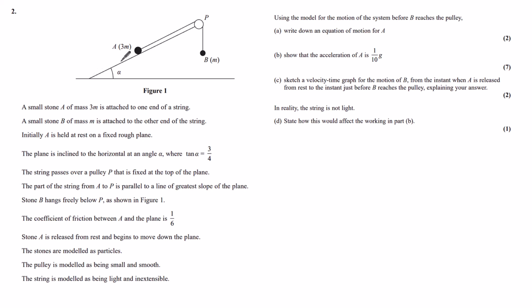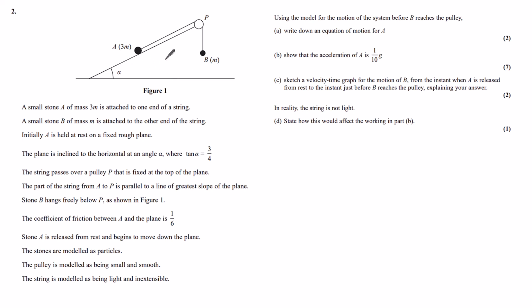The stones are modelled as particles, the pulley is modelled as being small and smooth, and the string is modelled as being light and inextensible. Using the model for the motion of the system before B reaches the pulley, write down an equation of motion for A. Well, with any mechanics question, I'm going to start by labelling some forces on this diagram, and there's quite a few to get through.